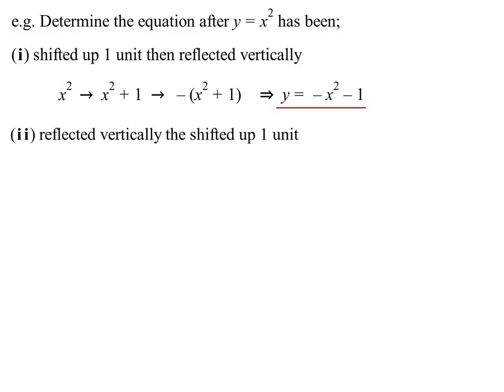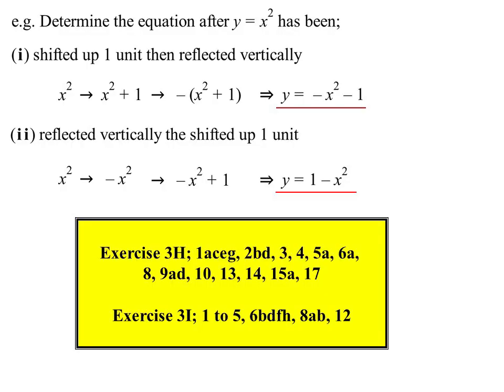Whereas if I did it the other way around, if I reflected it vertically first of all, then shifted it up 1 unit, the x squared would go to minus x squared, and then I would shift that up 1, we get a different parabola. There is y equals 1 minus x squared, 3h and 3i.